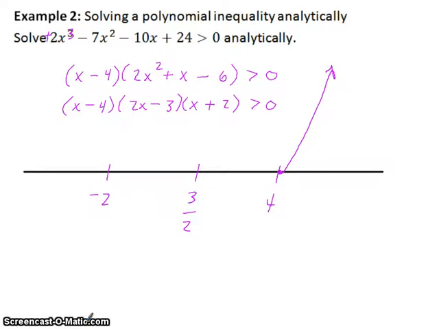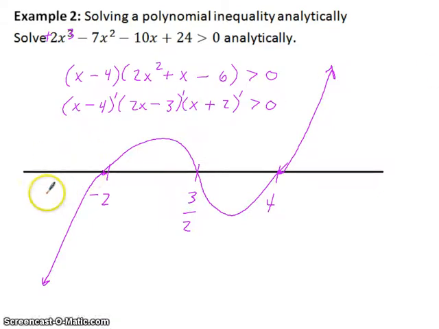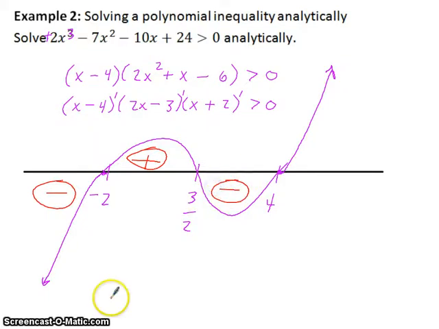15-minute time limit. Okay, so we know that because we have the split ending behavior, as x decreases, our y value will decrease. Each one of these zeros is a multiplicity of 1. We just go right through them. So what that tells us here is any x value we plug in prior to -2 is going to result in a negative y value. Any x value that we plug in between -2 and 3 over 2 is going to result in a positive y value. Any x value we plug in between 3 over 2 and 4 is going to result in a negative y value.